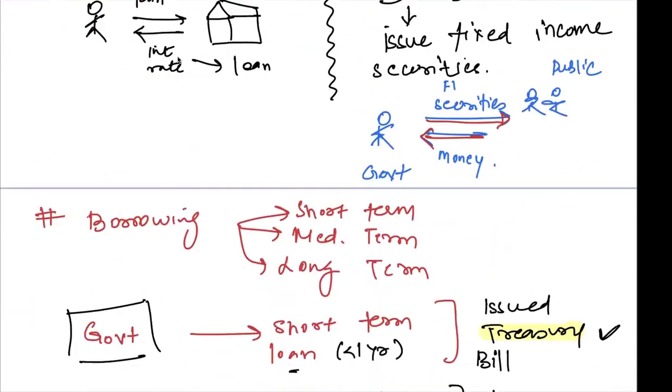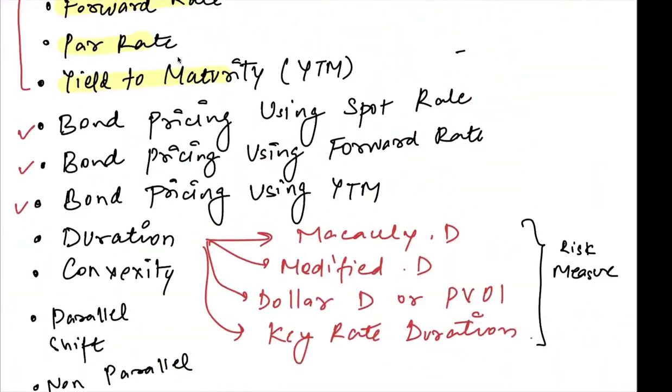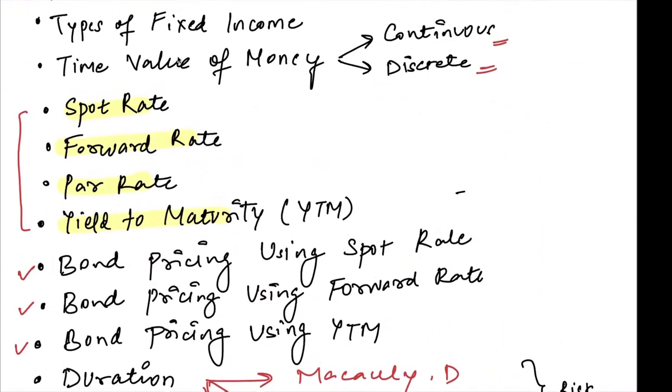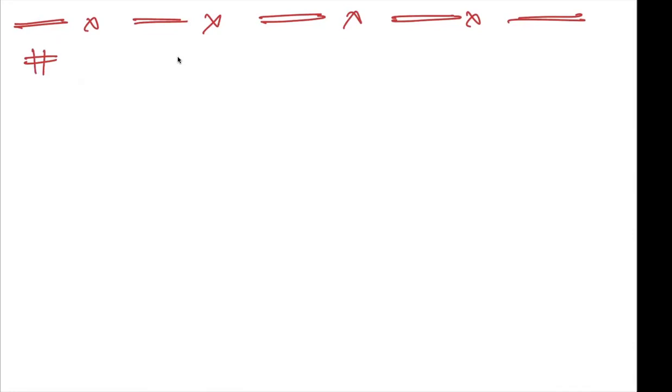Now, the most important concept is time value of money. This we understood, right? Everyone, please tell me yes or no. Are there any doubts? Is it easy?